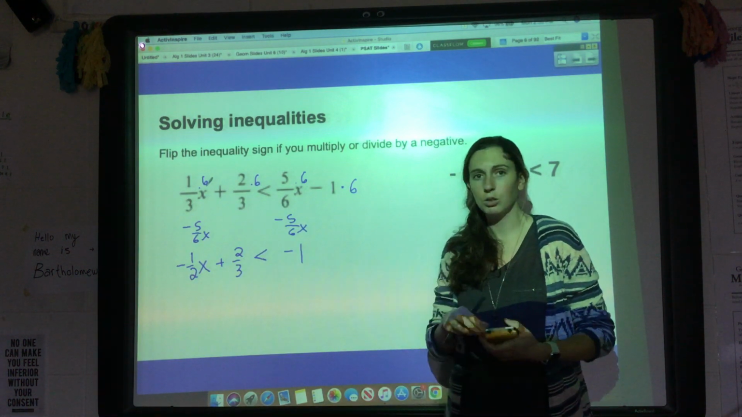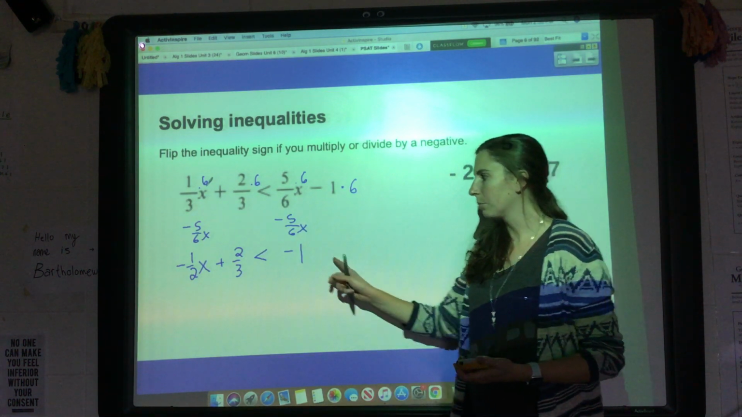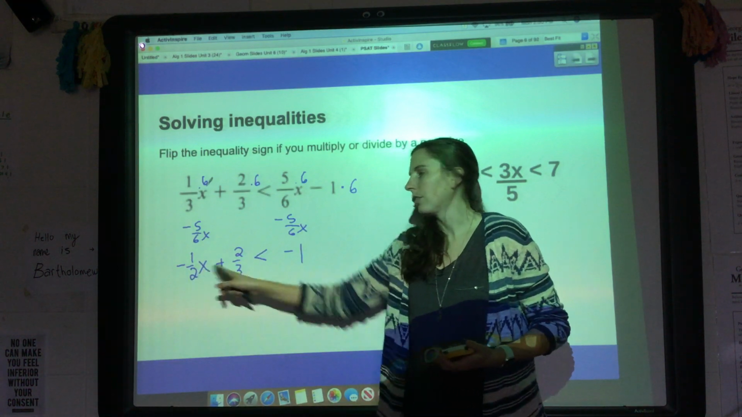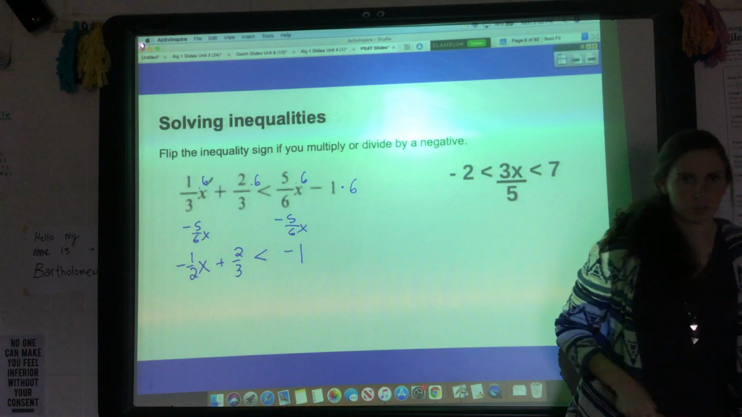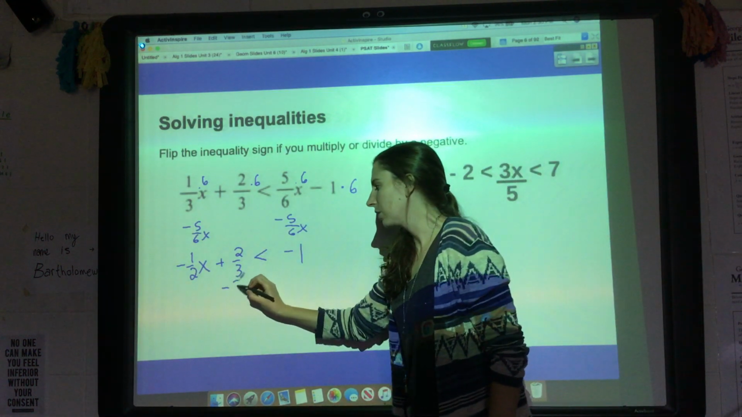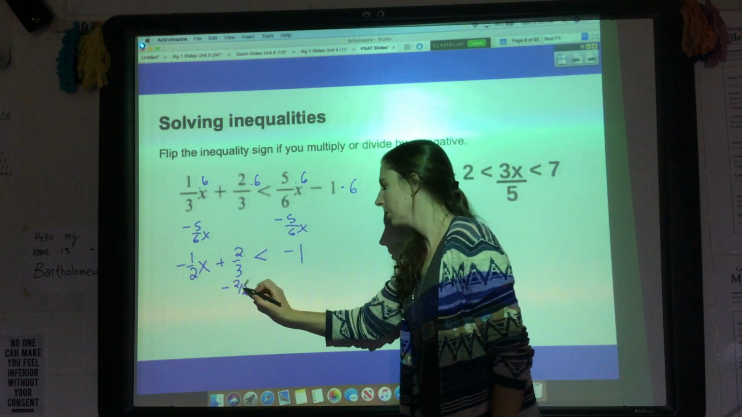We could do the same thing here too if we wanted by multiplying everything by a 6, and that would also get rid of these fractions. But this one's actually not that hard to just do anyway, if you just subtract 2/3 from both sides. Whoops.